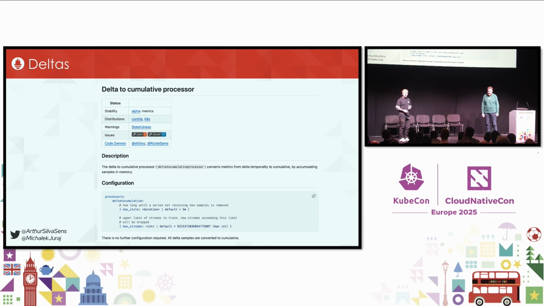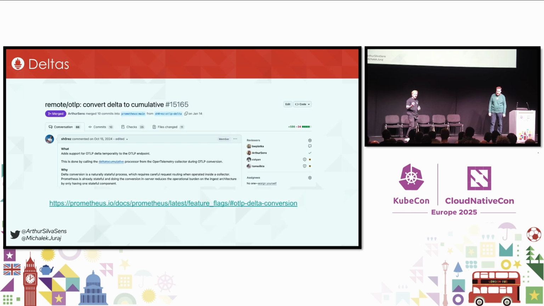As with every stateful process, it's hard to manage. So the author of the delta to cumulative processor opened a PR in Prometheus so we can embed this processor in Prometheus. Instead of running two stateful processes, you run only Prometheus, and it will run the delta to cumulative processor, so Prometheus does the conversion alone. This is not the best experience ever.